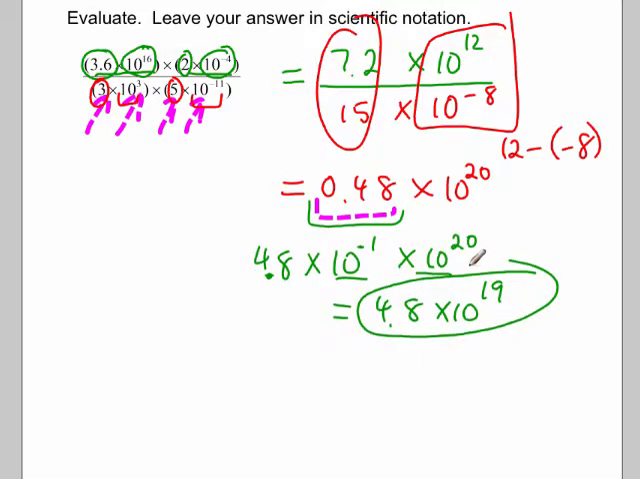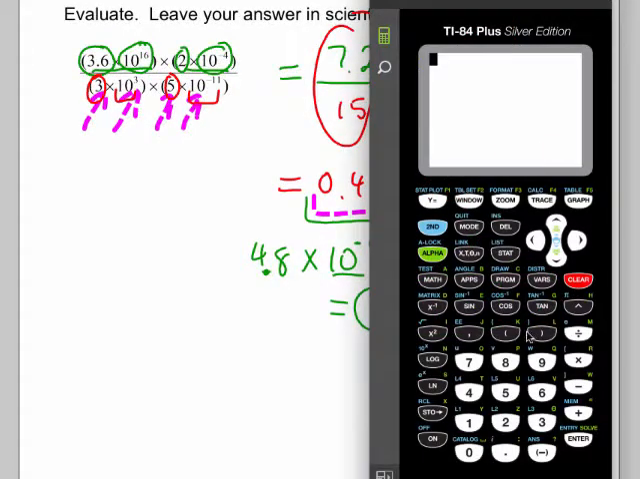It's a very large number. A number that on its own would not fit in the calculator in regular notation. Let's check our calculation with the calculator. Entering in the top 3.6 times 10, so second function EE, to the 16, times 2 times 10 to the negative 4, close up that bracket, divided by 3 times 10 to the third times 5 times 10 to the negative 11. Close up the bracket, and we see that matches our answer, 4.8 times 10 to the 19th.